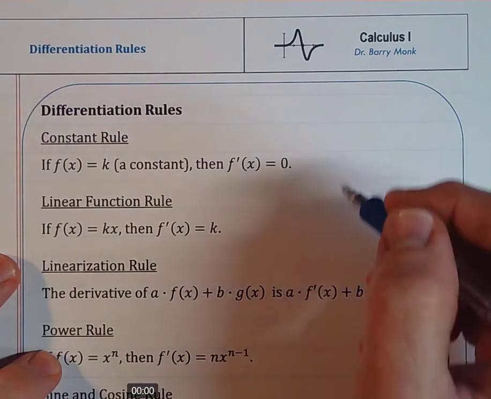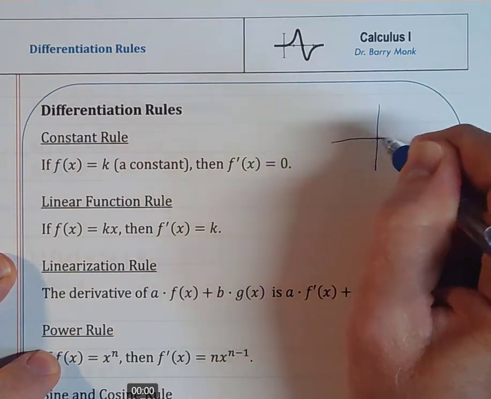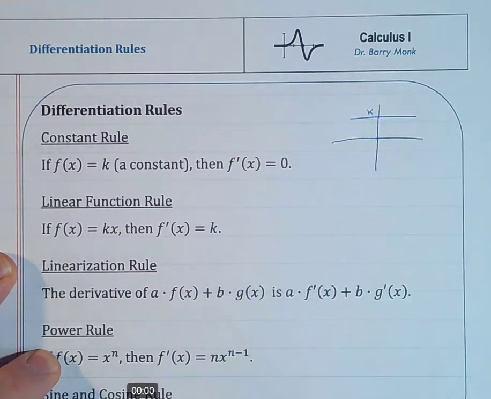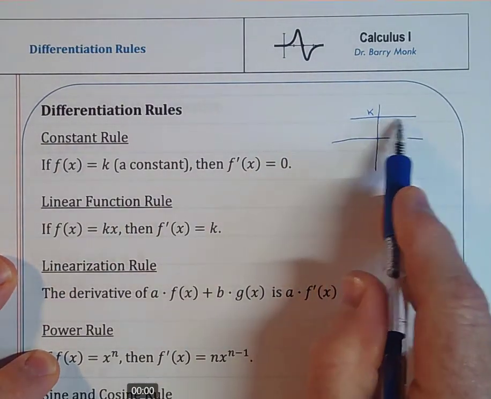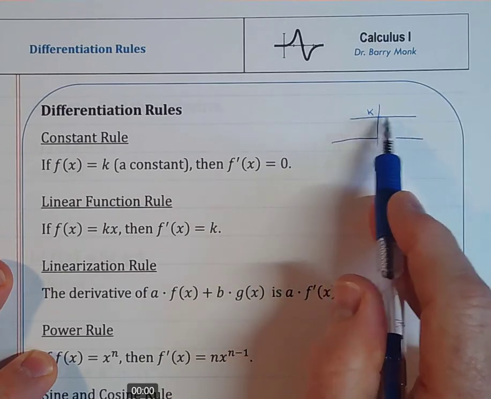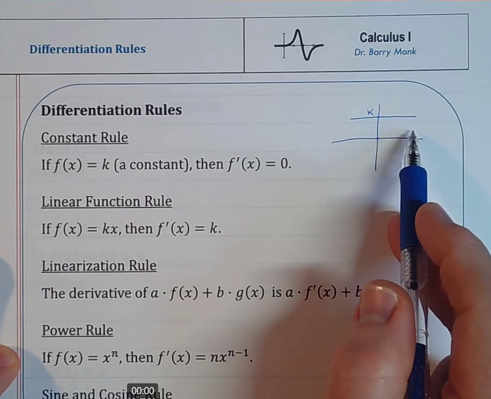Now this is really easy to see because we know that a constant is just a horizontal line at whatever that number k is. And so if we take the derivative of that, remember we're finding the slope of the tangent line. Well, any tangent line would also be horizontal, and that would have a slope of 0.